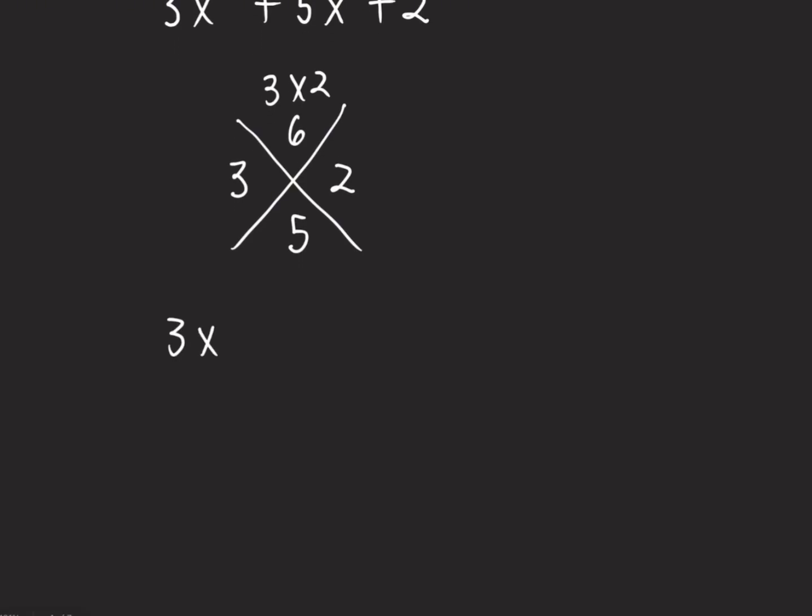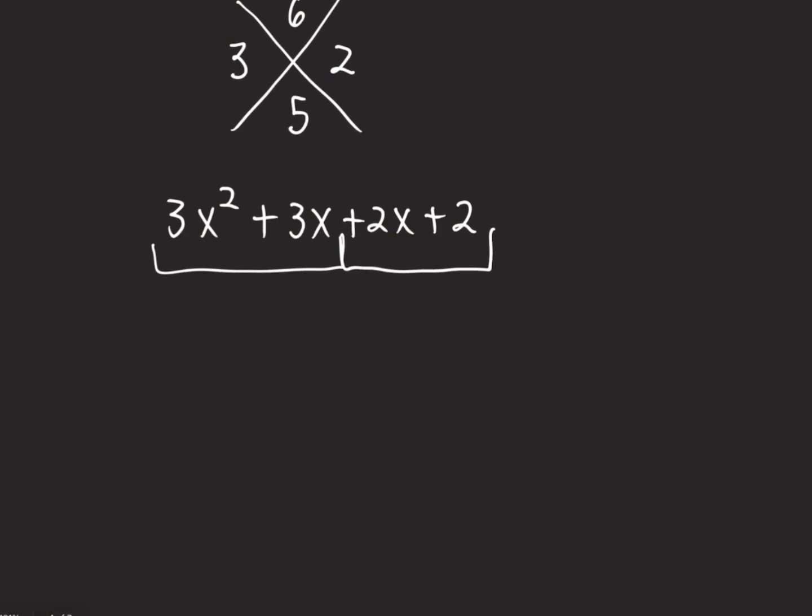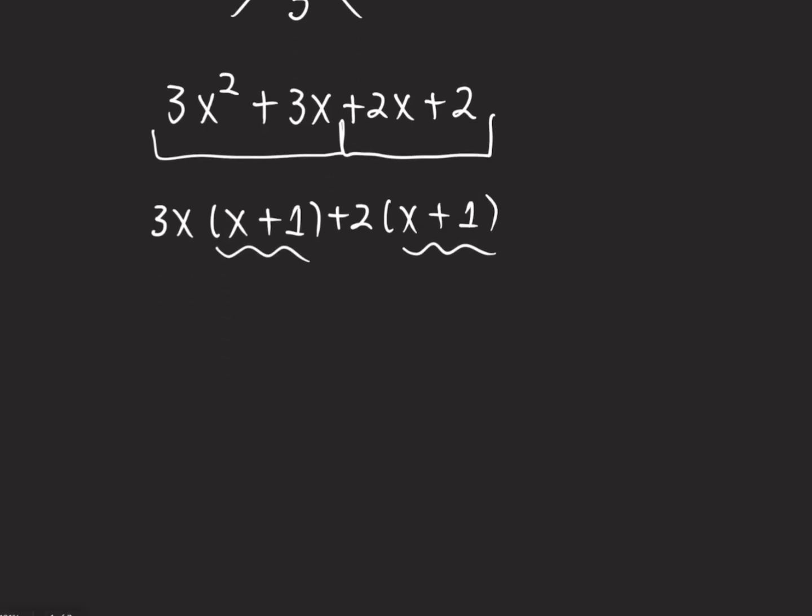So now we're going to get 3x squared plus 3x plus 2x plus 2. And group these two together and the last two together. And now if we go to common factor these, that first one we can common factor out a 3 and an x. So we'll be left with x plus 1. And our other one over here, we can factor out a 2. So we'll be left with x plus 1. And our brackets match. So to write out our final answer, this will be equal to x plus 1 and 3x plus 2.